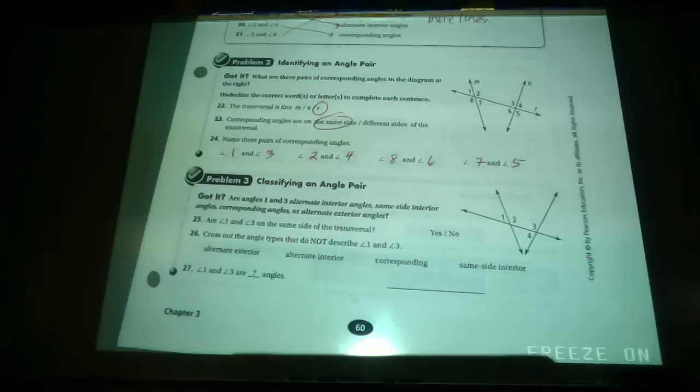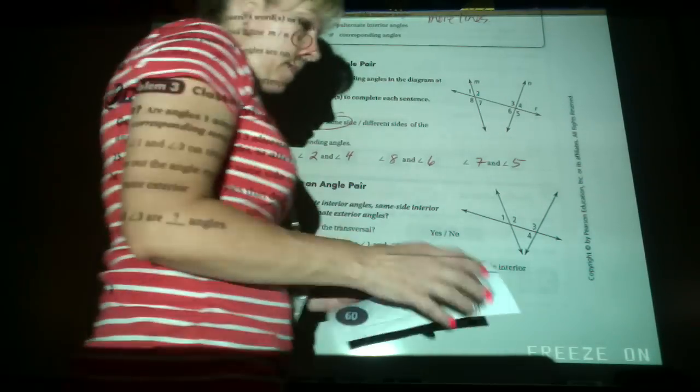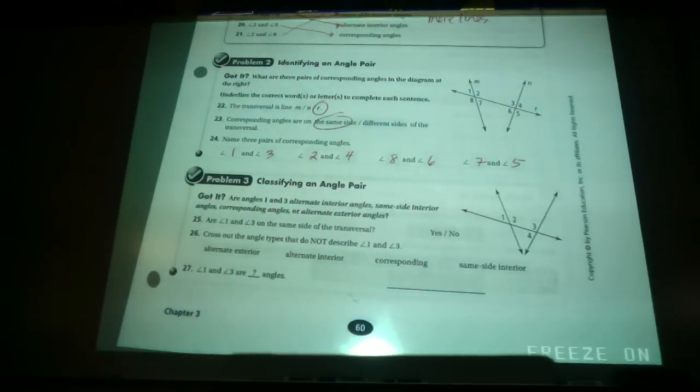Okay, so let's talk about 25. Are angle 1 and angle 3 on the same side of the transversal, yes or no? Yes. And then question 26. You were to cross out the types that do not describe angle 1 and 3.